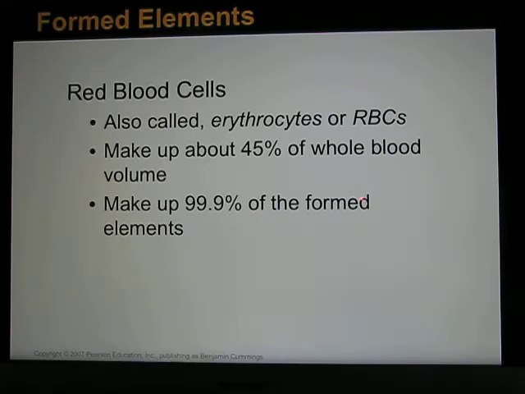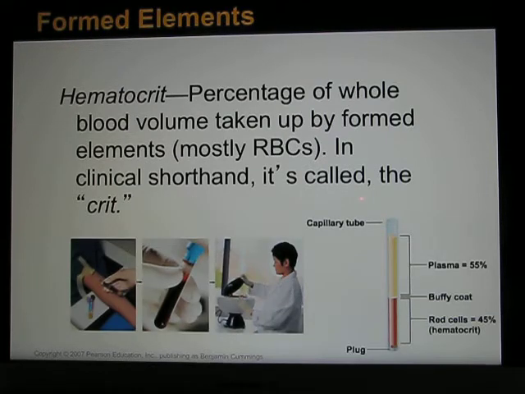Now let's look at the cells. The cell part, you have about 45% of the blood is blood cell. And in the blood cell, over 99.9% red blood cell. You have plenty of them. And you are able to measure your blood, what percentage of your blood is blood cell. And the process is called hematocrit.